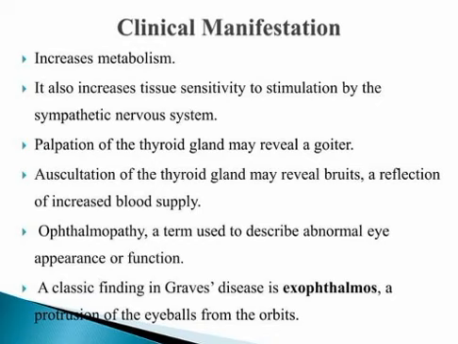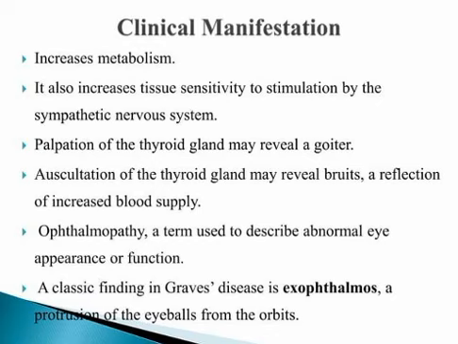Ophthalmopathy is a term used to describe abnormal eye appearance or function. Ophthalmic always refers to the eyes. So when there is an enlargement of the eyeballs, or there is any edema present in the retroorbital area, it may be referred to as an ophthalmopathy condition.